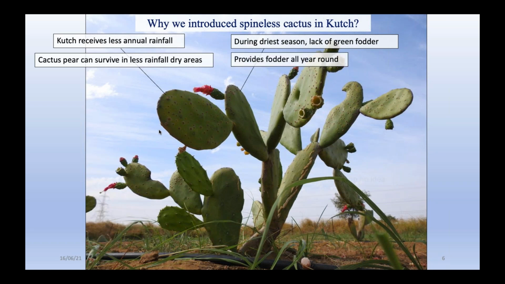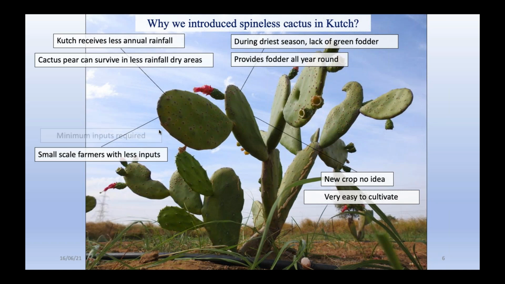So what if some farmers say, this is a new crop, I don't have any idea? We don't need to worry because, first of all, it's very easy to cultivate. And here, most of the farmers are very small-scale farmers, so we need a fodder crop that requires minimum input. It is also a good fodder, rich in water as well as minerals, and it also solves the problem of limited water intake in arid regions.